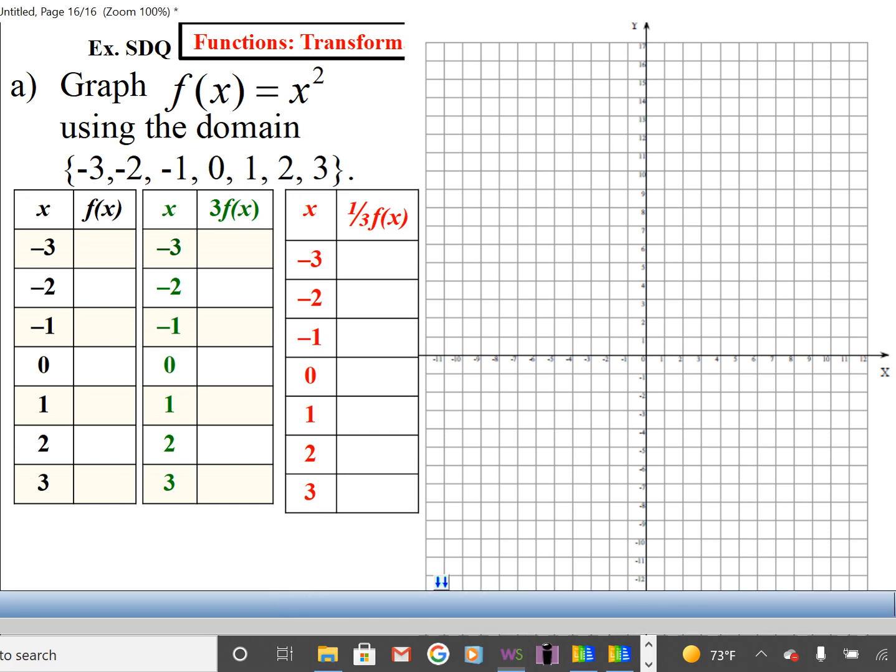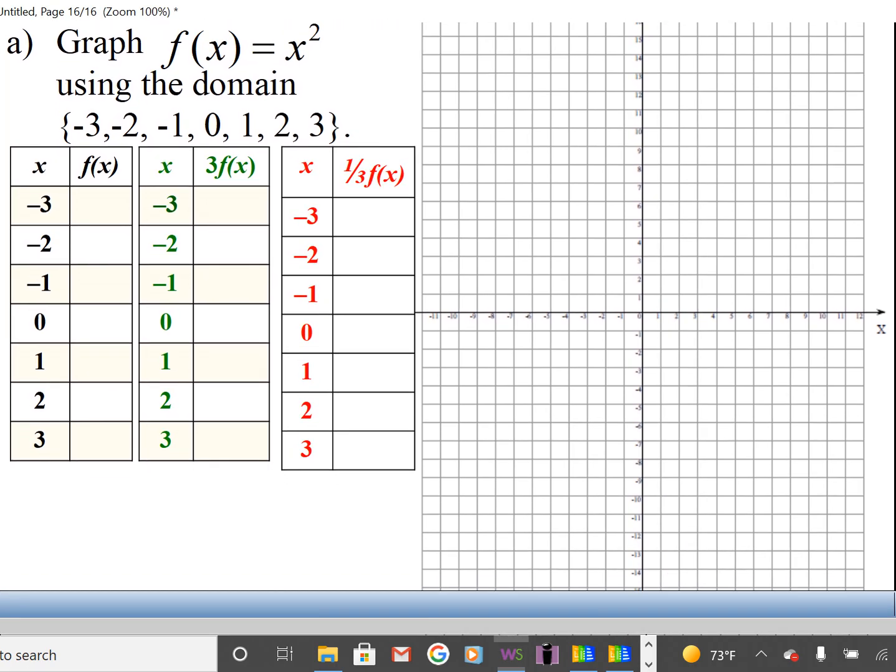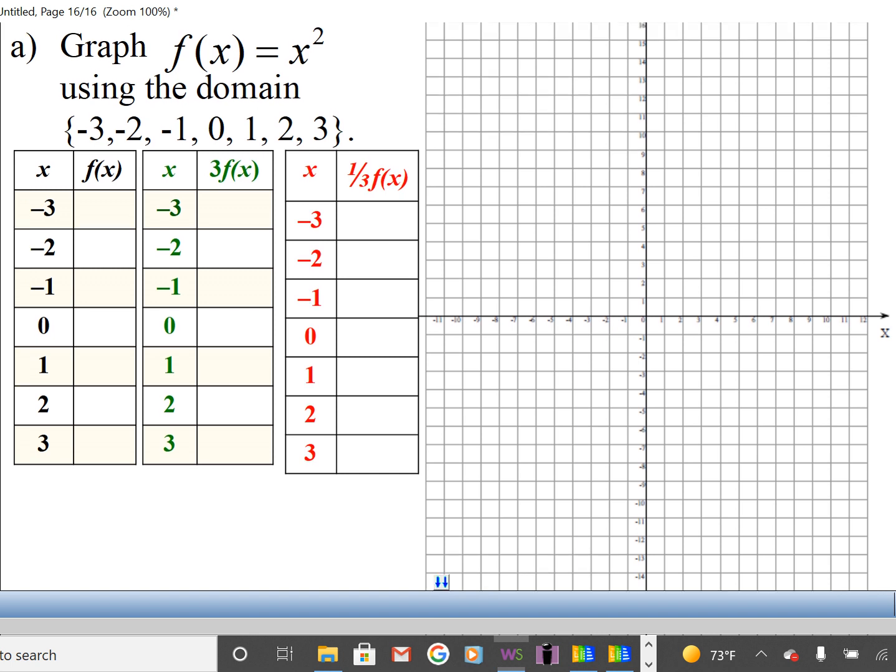Alright, so let's start filling in the first table as you're copying that one down. Now guys, remember the first 3 parent functions that we've been working with: the linear, quadratic, and cubic. This is the quadratic, and this is how it goes a little bit faster. I'm just going to show you the first work, just so that you know what we're doing. We're substituting these values in here. So what is -3 squared? That is +9. And then for the rest, we don't need to show the work right now. Let's just fill in the table.